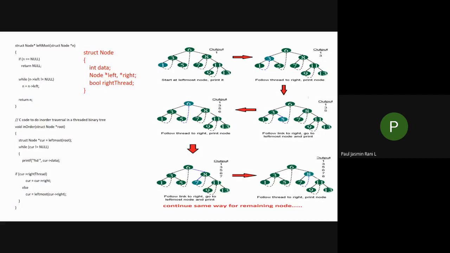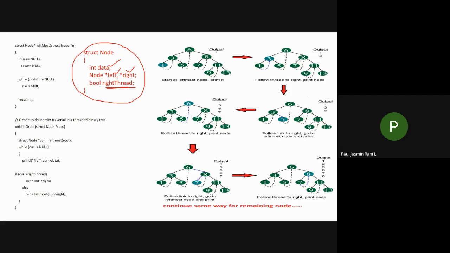Okay, so this is your structure. In the structure node, you have 4 fields. One is a data field. The other two are pointer fields: one is used to store the left child, and the other is used to store the right child. And this is a variable which is used to store whether you have a thread or not. If the value is true, then you have a thread. If the value is false, then you don't have a thread.